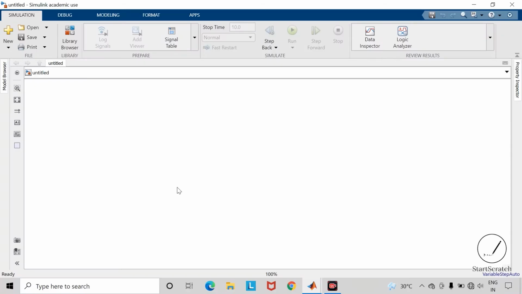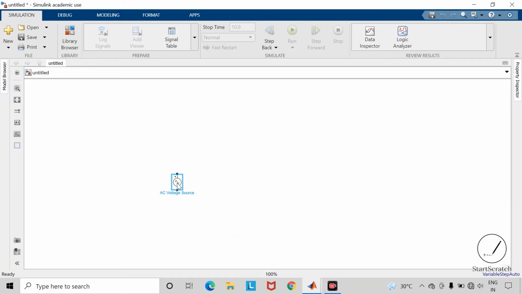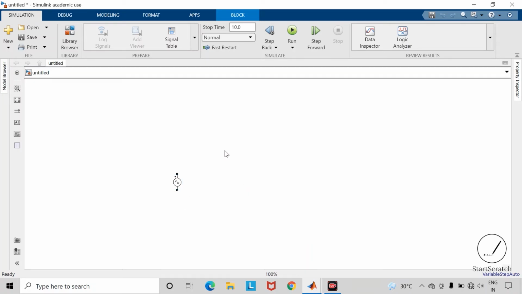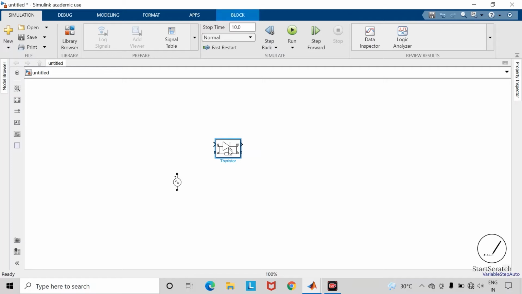Let us start with AC voltage source. Change the peak amplitude to 325 volts and frequency to 50 Hz. Take the thyristor present in the specialized power system library. You can rename this block. I am renaming it as S1 for switch 1. Now arrange this thyristor in the bridge configuration.